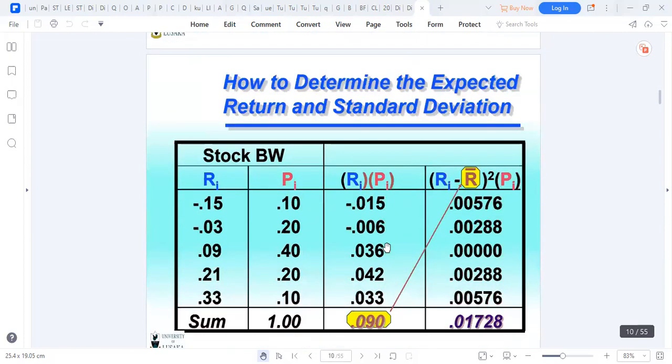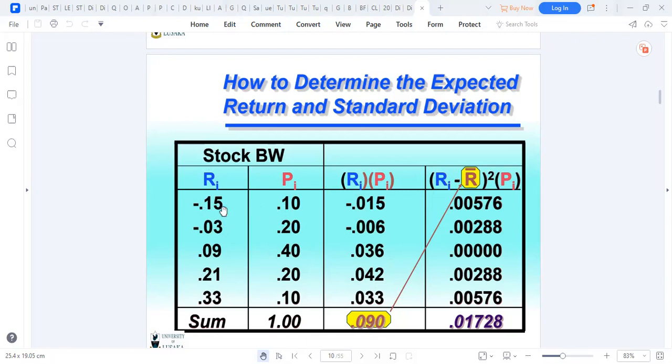So now let's look carefully at how we're going to calculate the standard deviation. We have stock BW, we multiply the return times the probability, we get the values here. The total we got was our expected return. After getting the expected return, from each of these returns, we're going to subtract the 0.09. Then we square the answer and multiply it by the probability.